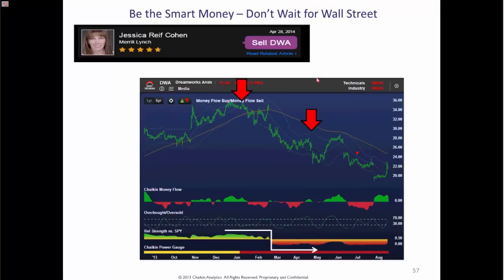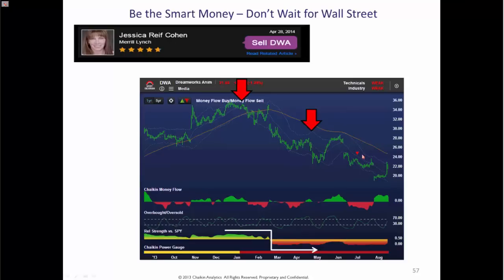So I promised you that I would end the webinar showing you how you can be the smart money. On April 28th, Jessica Cohen, who's a 5-star rated media analyst at Merrill Lynch, put out a sell recommendation on DreamWorks, DWA. The stock was $26.70. Power gauge rating had turned bearish at 34 back here in January. Relative strength had turned negative. The weight of her sell recommendation, the institutions followed her. The stock dropped from 26.70 all the way to 22, and then it rallied.